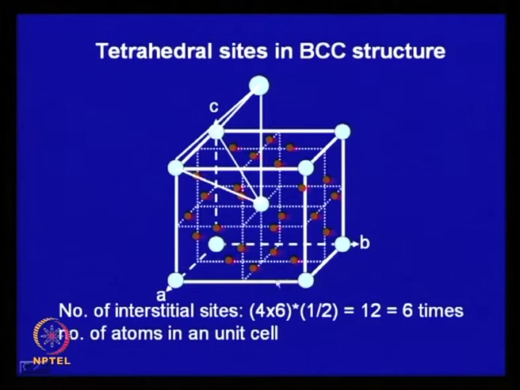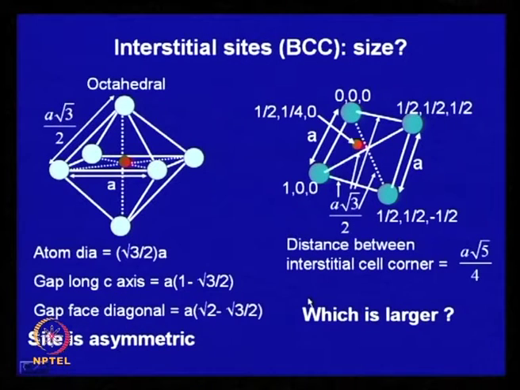The gaps are divided into octahedral and tetrahedral sites. Here you have more number of sites, so obviously each of these is going to be smaller than the octahedral sites. And here is a method which is illustrated to calculate the gap or dimension of the interstitial site. Octahedral site is much easier to visualize. These are the 4 corner atoms on the face, and this is the face center, which is an octahedral site in a BCC structure.